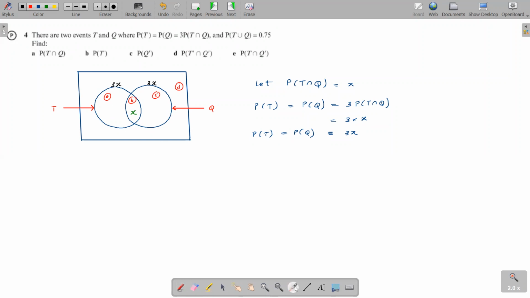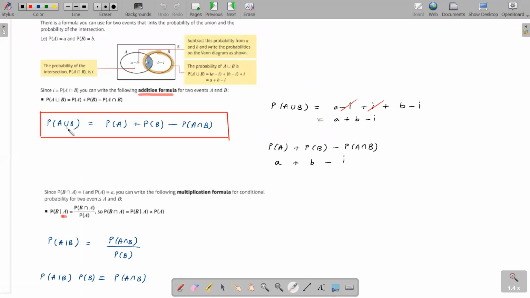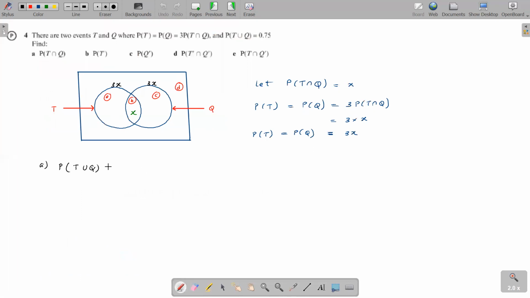So now, to get T intersection Q, we can try to use the addition formula, right? Because we need to get the value. What's the addition formula? Probability of A union B. Now instead of A and B, use T and Q. Are you with me, guys? It's the same formula, but instead of A and B, use T and Q. So T union Q is equal to probability of T plus probability of Q minus probability of T intersection Q. Are you with me, guys? So you can use this equation. The probability of T union Q is 0.75.